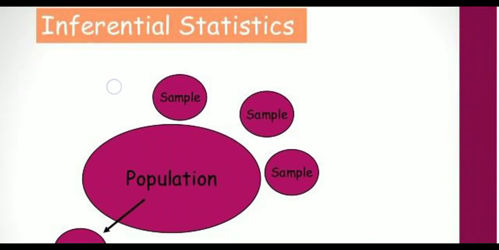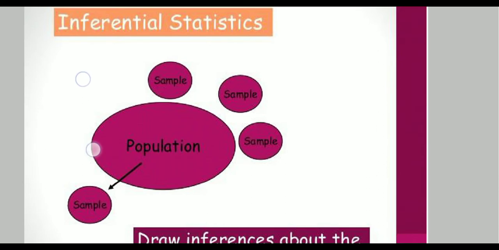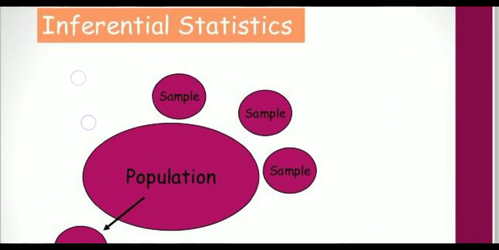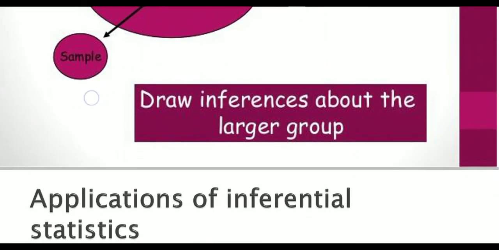Next, here you can see that the population depends upon the sample. You can see that the samples are four, and collectively the population is large.